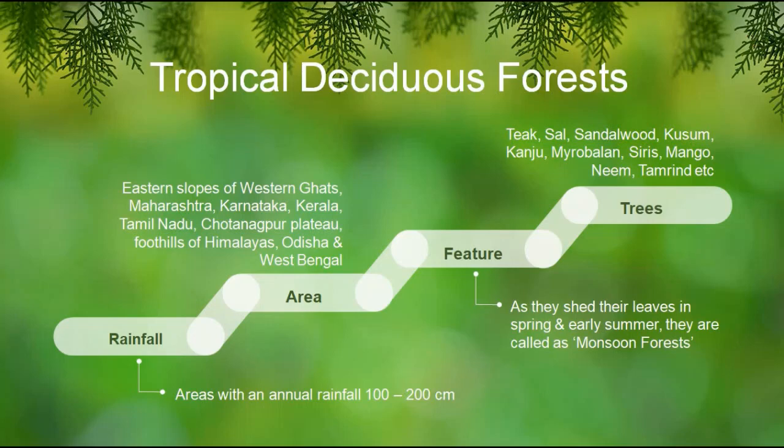Actually, deciduous forest means they shed their leaves. The trees of monsoon forest shed their leaves in the spring or early summer. That's why it is called a deciduous forest. Which trees are found here? Teak, sal, sandalwood, a very important tree here, and kusum, kanju, myrobalan, siris, mango, neem, tamarind. These are the important trees found in this forest. So this is about deciduous forest.